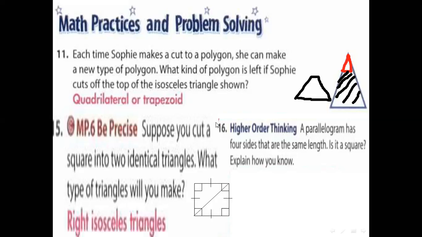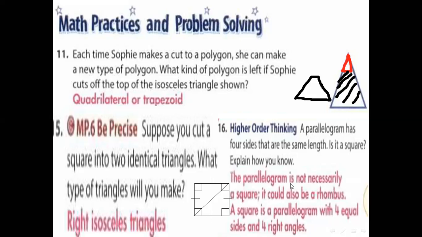Here is the thinking now. A parallelogram has four sides that are the same length. It's a square. Explain your no. So a parallelogram is not necessarily a square. It could also be a rhombus. The square is a parallelogram but with four equal sides and four right angles.